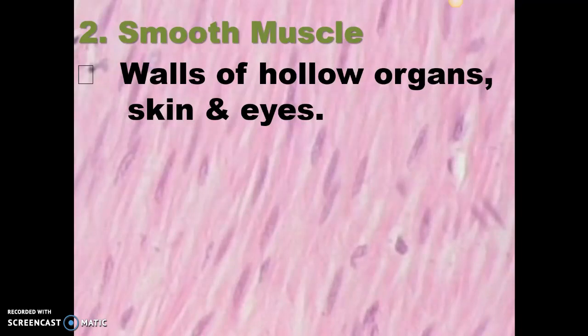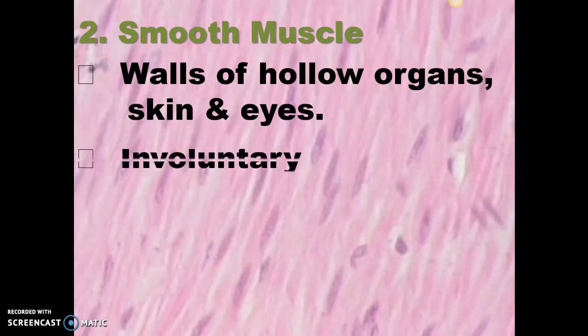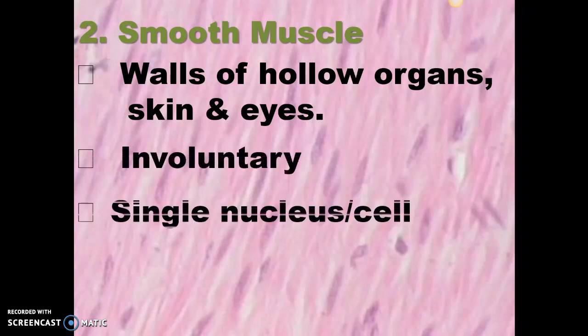Yes, the beautiful part of your eye, the iris, you don't tell it to shrink. It does it when the light gets too bright. It's a smooth muscle. It's a gorgeous smooth muscle. All sorts of cool colors. It's involuntary. That means you don't think about doing it, it just does it. Only one nucleus per cell. It's a big nucleus too.